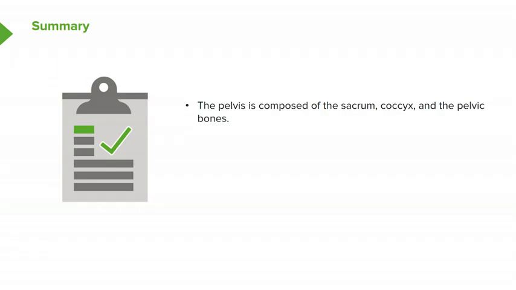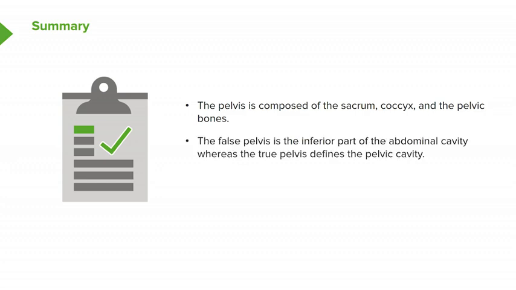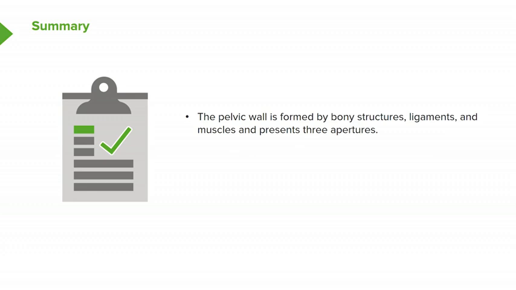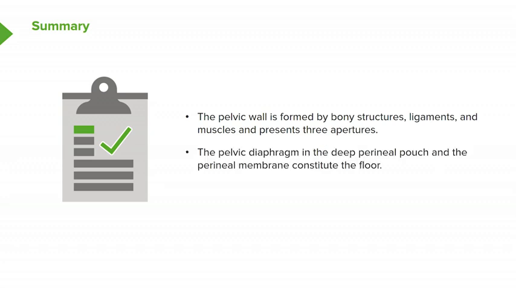That brings us to our summary slide, and the key take-home messages from this lecture are as follows. The pelvis is composed of the sacrum, coccyx, and the pelvic bones. The false pelvis is the inferior part of the abdominal cavity, whereas the true pelvis defines the pelvic cavity itself. The pelvis is bounded by lateral walls and a floor. The pelvic wall is formed by bony structures, ligaments, and muscles, and presents 3 apertures. The pelvic diaphragm and the deep perineal pouch and the perineal membrane constitute the floor.